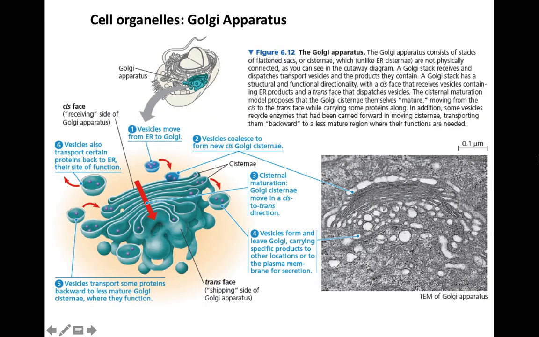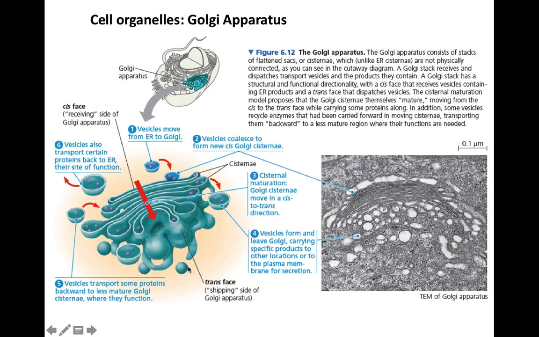So hello everyone. Today we are going to talk about the Golgi apparatus. The Golgi apparatus consists of sacs. These are flattened sacs, and these are identical to the cisternae we have seen in the ER. But the difference between the cisternae of the ER and those of the Golgi apparatus is that in the Golgi apparatus, these cisternae are not physically connected to each other. So each one is a separate structure.